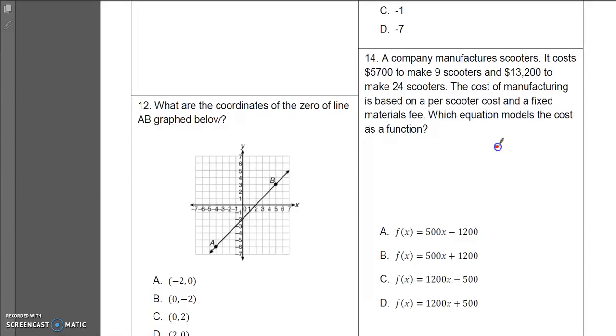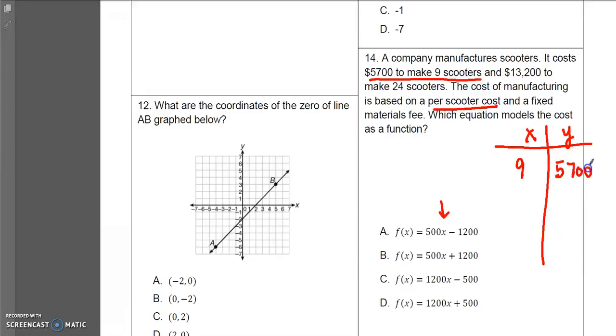Okay, so let's just make ourselves a little data table. We're going to have our x and our y. So you'll notice that it said it's based on a per scooter cost. So if you look down here, you can see that means this is the number of scooters. So in our X column, I'm putting the number of scooters. So for 9 scooters, it cost $5,700. So I'll put 9 here and then $5,700 here.